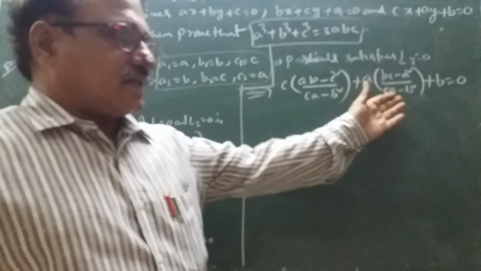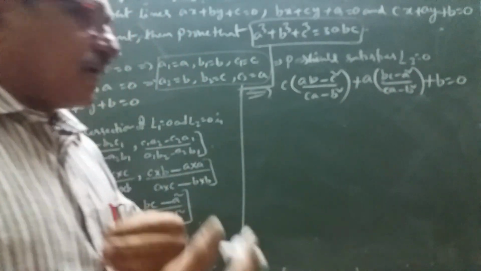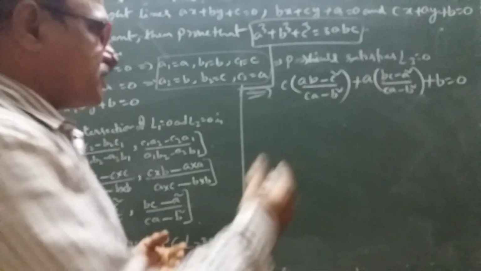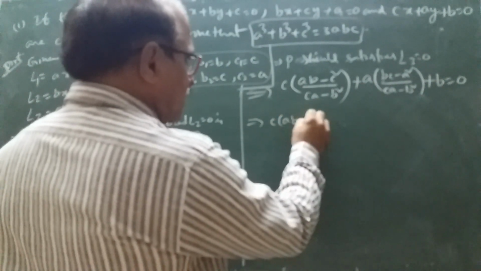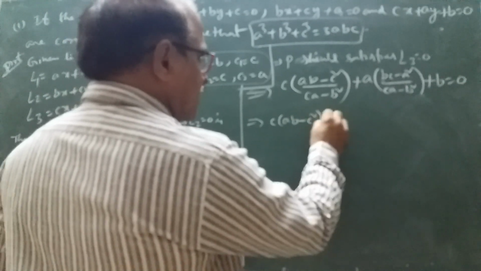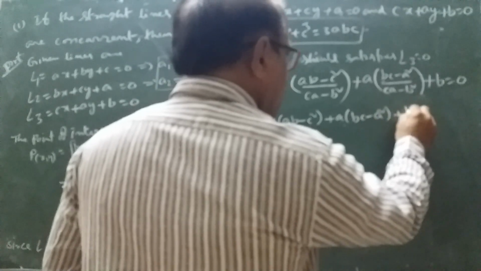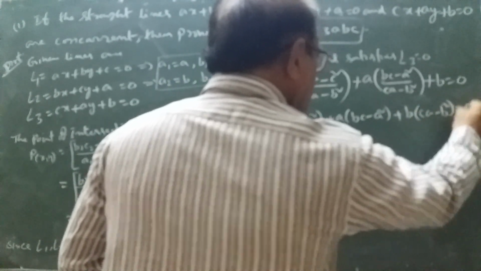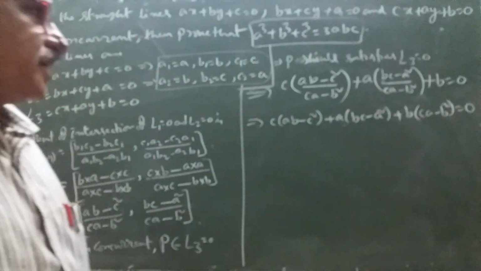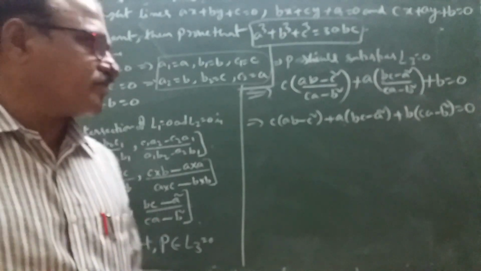CA minus B square is the denominator of these first two terms. So multiplying with CA minus B square on both sides, that implies C into AB minus C square plus A into BC minus A square plus B into CA minus B square is equal to 0. By multiplying CA minus B square on both sides, 0 into CA minus B square is 0.